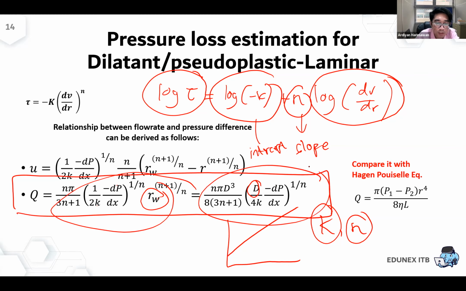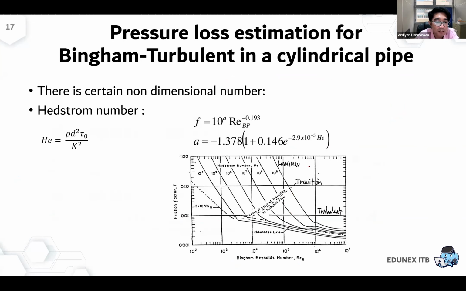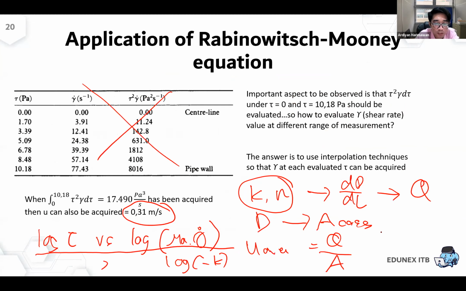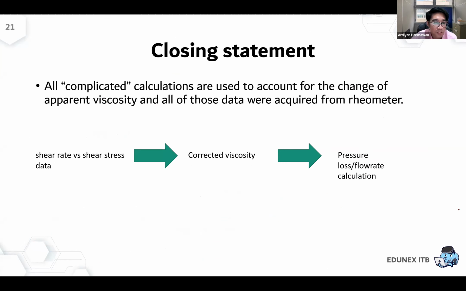From the diameters, you can get the cross-sectional area. I think you still remember, right? The cross-sectional area is this one. Okay, any question?